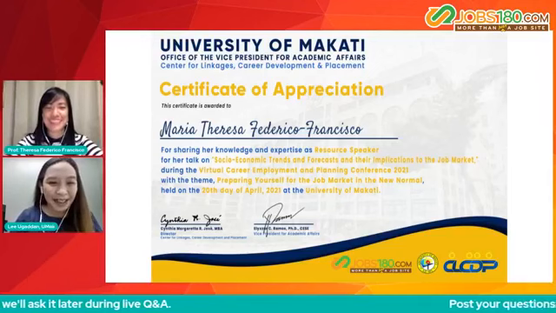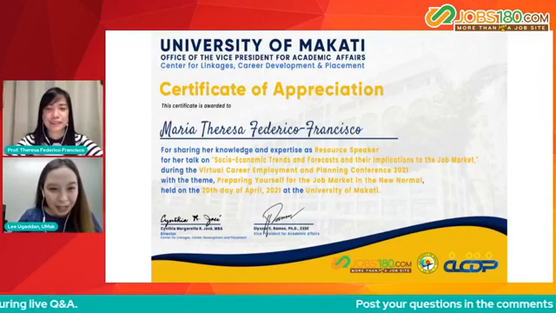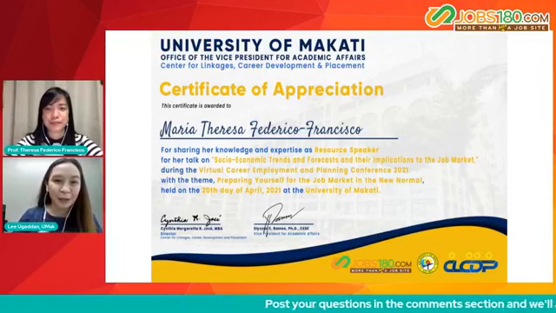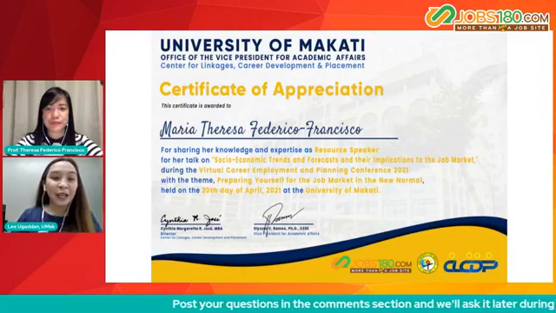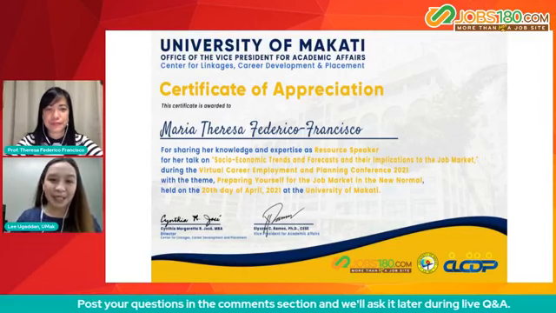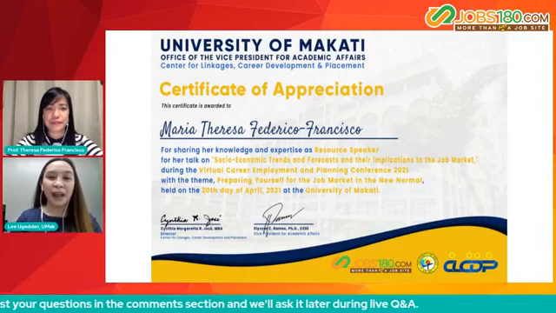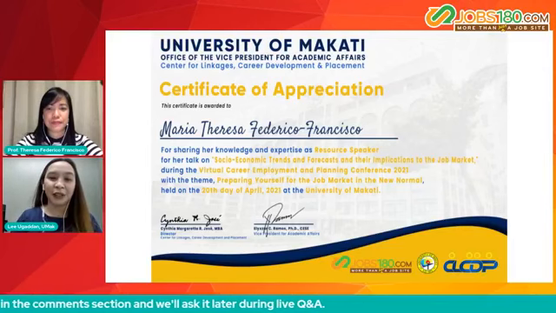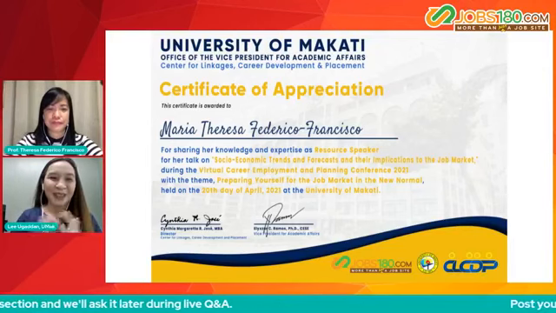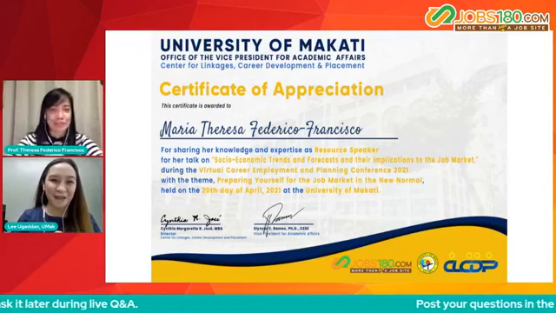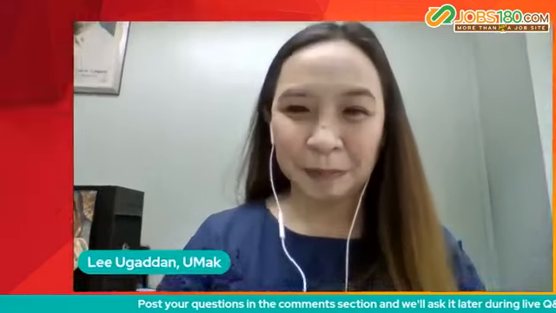Signed by Ma'am Cynthia Margareta R. Jose, MBA, the Director for Center for Linkages and Career Development and Placement, and also the Vice President for Academic Affairs, Dr. Elixir C. Ramos. So thank you, ma'am. We appreciate your time and effort for presenting this. Okay, you're welcome. Thank you. Have a good day. See you later. You too, ma'am. Thank you.